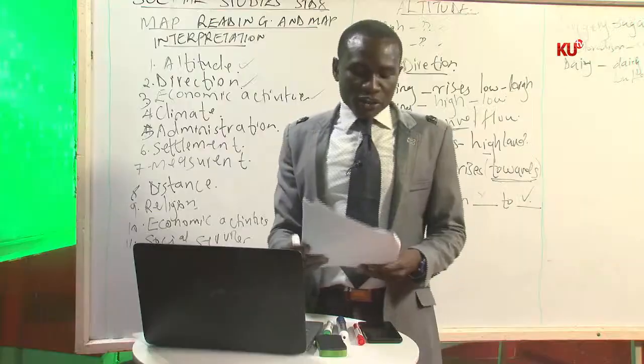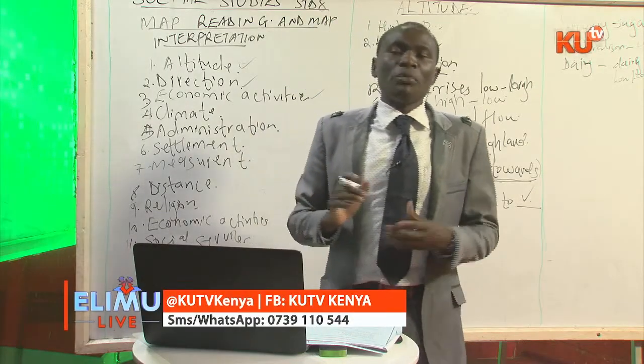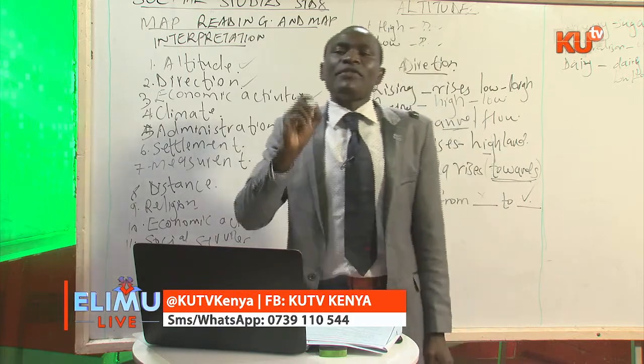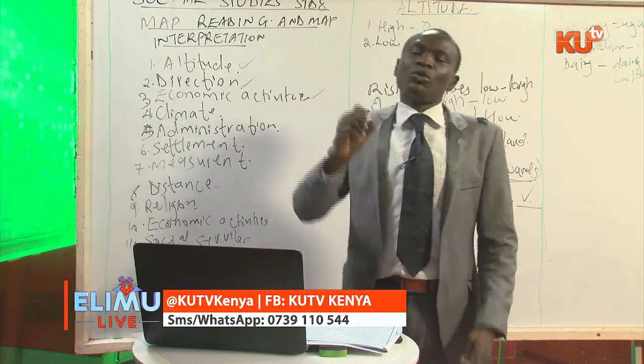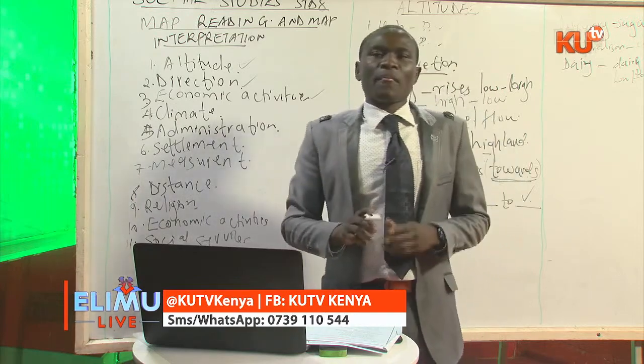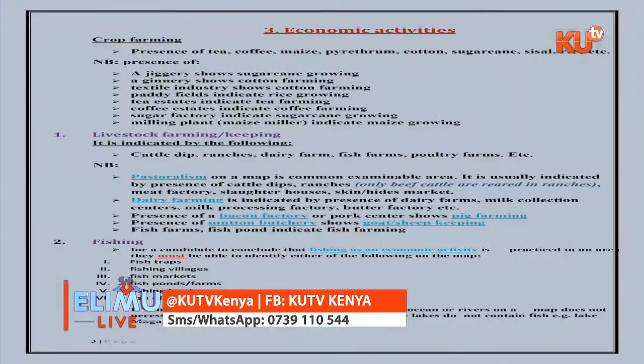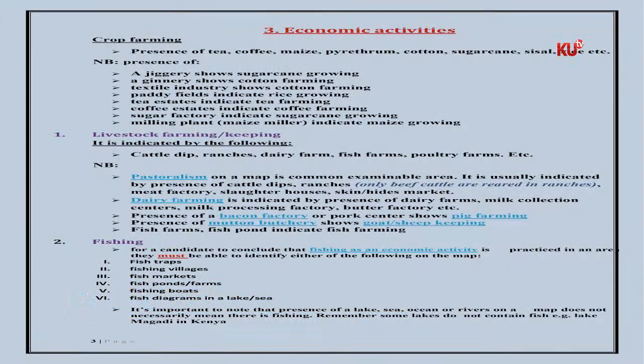Fishing, number 2, as an economic activity. Fishing is also one of the common economic activities on map. Some of the indicators on map work that will tell you this is fishing: we have fish traps, fish ponds, fishing villages, and also a lake, but lakes do not necessarily indicate fishing, unless you see a lake where there is a fish drawn inside.